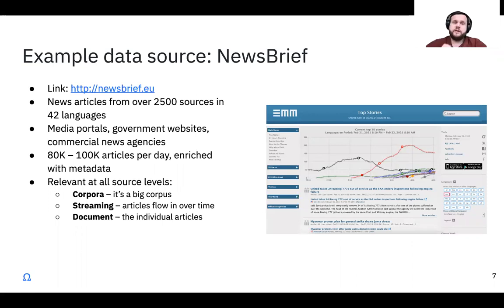To give an example of a data source that people can use, and indeed you can use too if you want to, is NewsBrief. It's a project by the European Union. There are news articles from over 2.5K sources coming in 42 languages. The sources are media portals, government websites, commercial news agencies. There are 80 to 100,000 articles per day, also enriched with metadata, and this is very relevant at all source levels, basically. So it's a big corpus. Articles flowing over time, so it's related to streaming, and the individual articles are obviously documents.